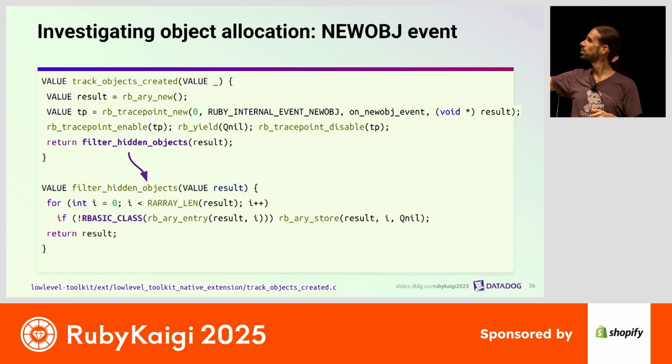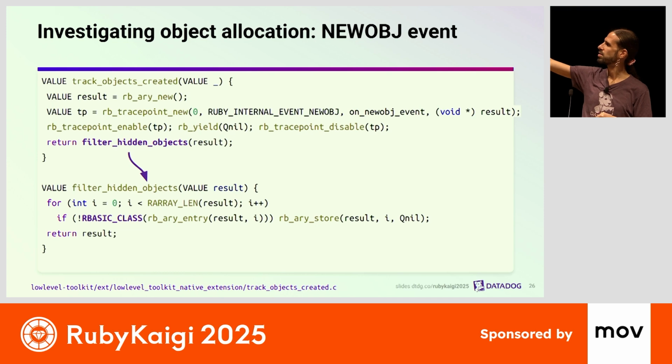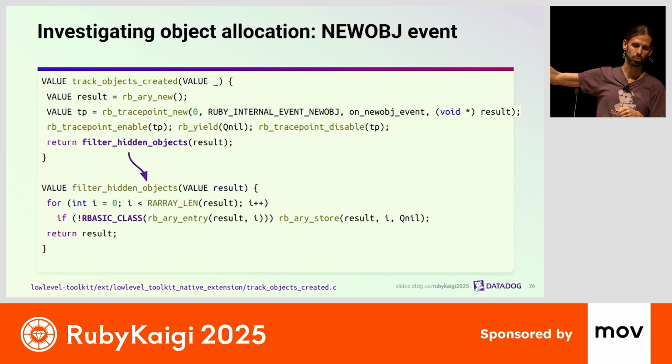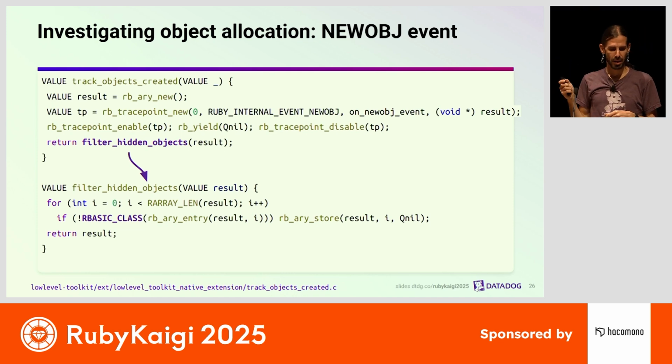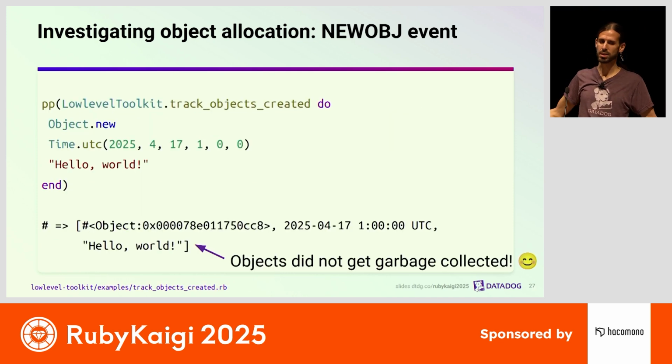And then the filter hidden objects is an extra step that we do at the end, which is just a loop. We're going through every object that we collected, and we are checking if the object still has a class set. If the object doesn't have a class set, then we replace that with a nil. This is because the objects that don't have the class set are hidden, and I will explain what this means. And that's it. This is all we needed to implement track objects created. And we can now investigate, in a given piece of code, what are all the objects that got created and what are those objects.